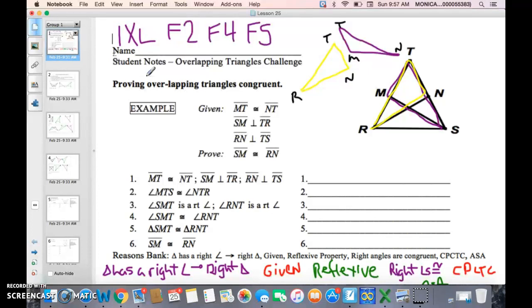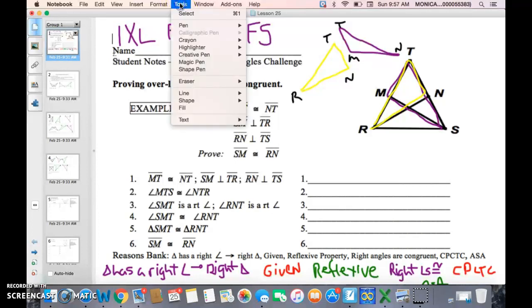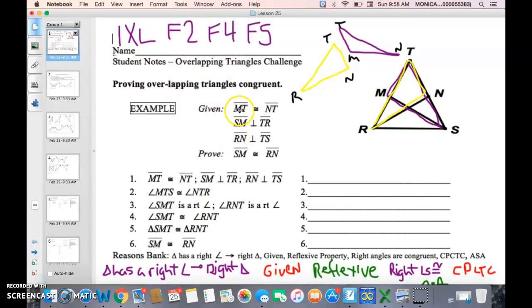So remember, when we're doing a proof, the first thing we want to do is read our given statement. So we know that MT is congruent to NT. SM is perpendicular to RT, so I'm going to be thinking about a right angle here. RN is perpendicular to TS. Yet again, another right angle. And now I want to prove that SM is congruent to RN.